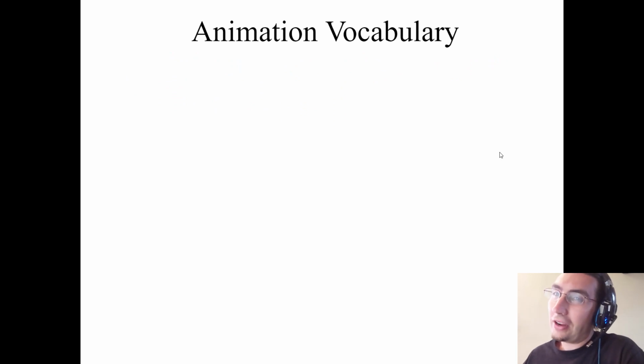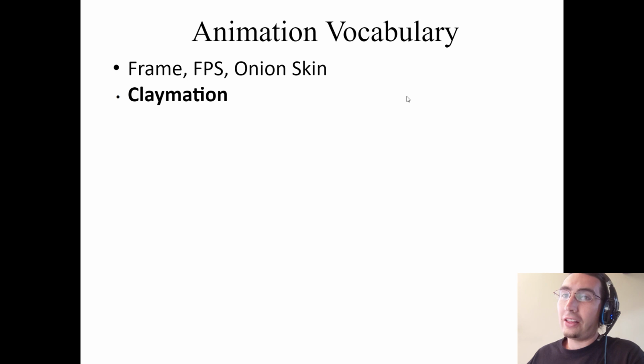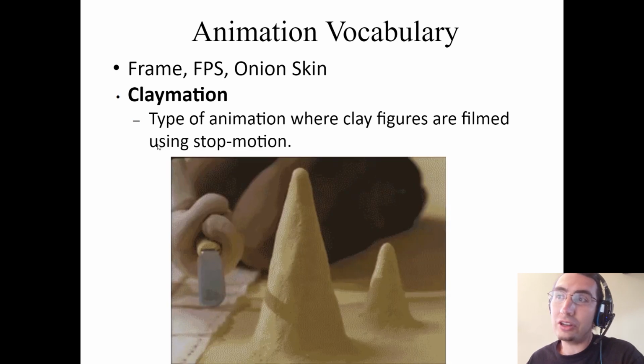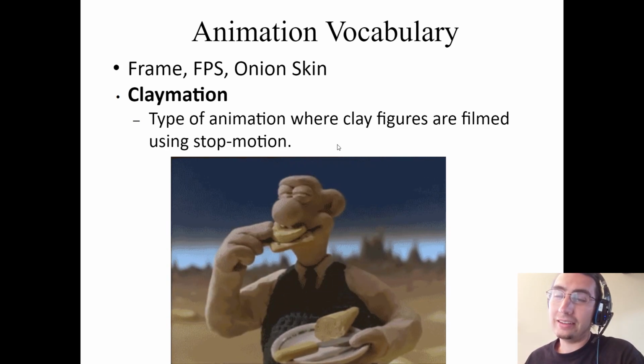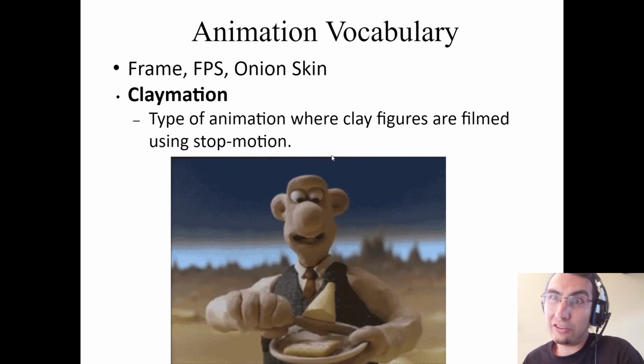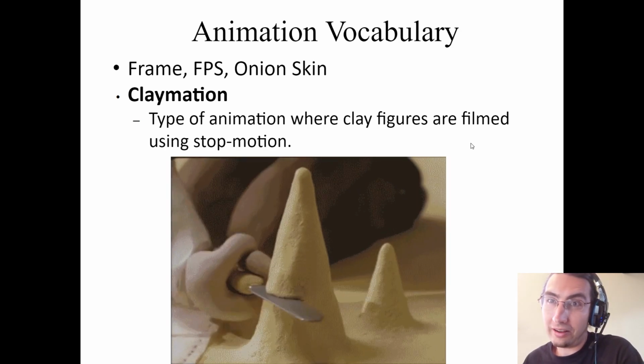Let's talk about animation vocabulary. Now, I know you guys know what frames per second and onion skin are. It's just one picture, how fast the animation is played, of course, and the shadow of your last frame, right? Let's talk about some new animation vocabulary, like claymation. Claymation is just a type of stop motion that uses clay figures to move around. It's just a form of stop motion, claymation. And here's one of the claymations that I grew up on, right here.